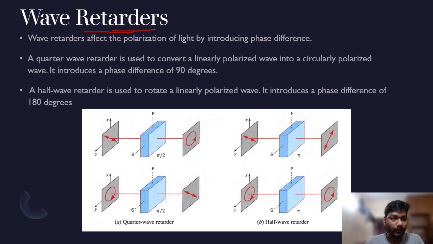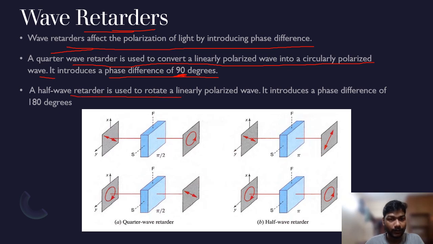So what is a wave retarder? Wave retarders affect the polarization of light by introducing a phase difference. A quarter wave retarder is used to convert linearly polarized wave into circularly polarized wave, and it introduces a phase difference of 90 degrees. So remember, a quarter wave retarder introduces a phase difference of 90 degrees, and a half wave retarder is used to rotate linearly polarized wave, and it introduces a phase difference of 180 degrees.